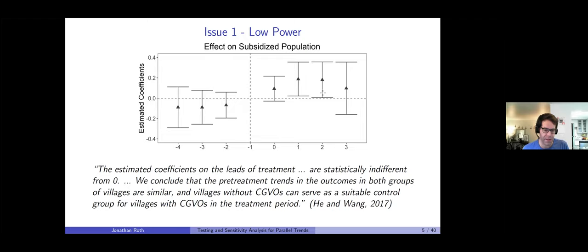So let me just show you what the app does. Basically, you input the estimated coefficients and their covariance matrix. This is precisely the data from He and Wang that I showed you before, in black. The black dots are the coefficients and the bars are the confidence intervals. Then you plug in a hypothesized difference in trends, and that's what's plotted here in red. So we can visualize this upward sloping linear trend that's running through these confidence intervals.